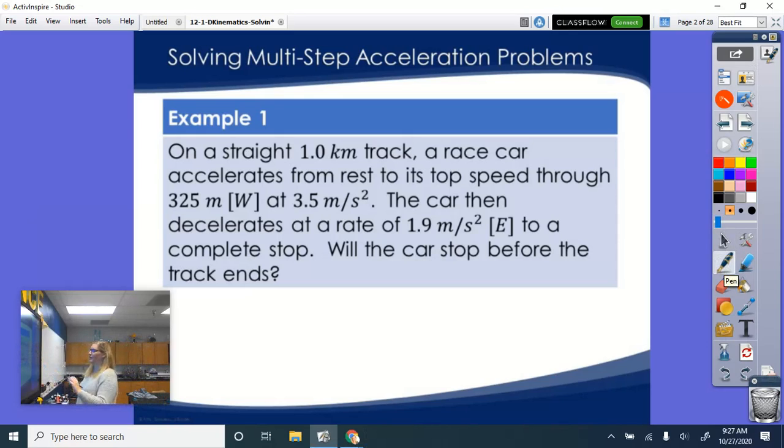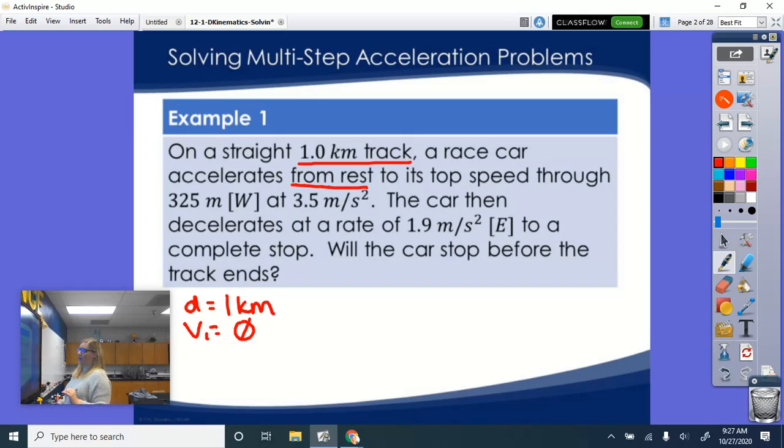So we have a 1 kilometer track. I want you to be red. There we go. Red. So a 1 kilometer track. So our distance is 1 kilometer. And we're accelerating from rest. So our initial velocity is 0.